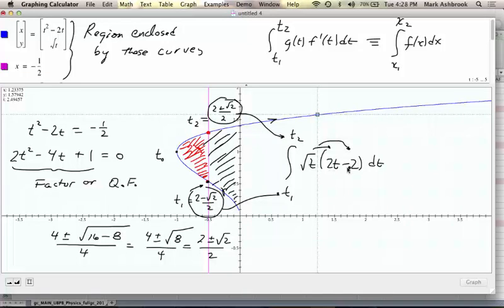So I think the rest is doable. You're going to multiply this out, take the antiderivative, and then evaluate at your bounds here, and that will give you that area.